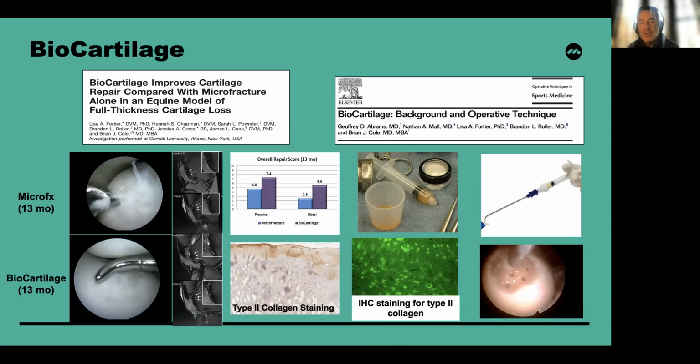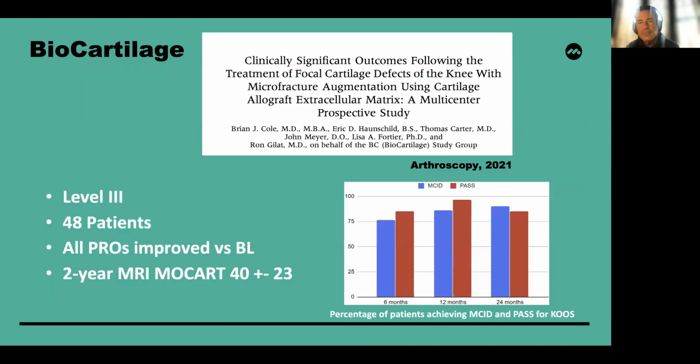Our overall repair scores were superior, and we saw increased type 2 collagen staining in those that had BioCartilage, or type 2 collagen coming from allogeneic articular cartilage that was in an anhydrous format, as you see here, arthroscopically delivered in the bottom right, where there's a mixture of PRP with the allogeneic collagen, as well as placing fibrin glue over the top of it to secure the defect.